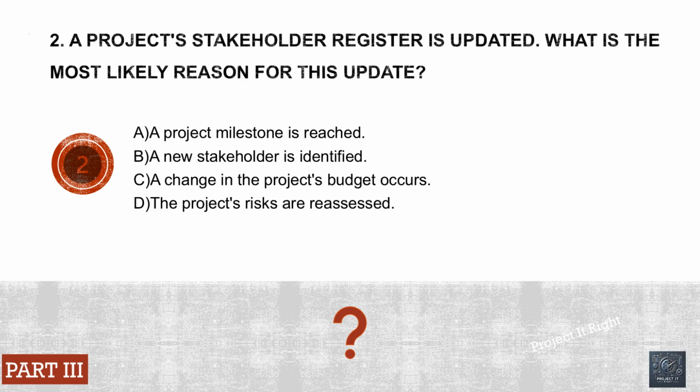2. A project's stakeholder register is updated. What is the most likely reason for this update? A. A project milestone is reached. B. A new stakeholder is identified. C. A change in the project's budget occurs. D. The project's risks are reassessed.